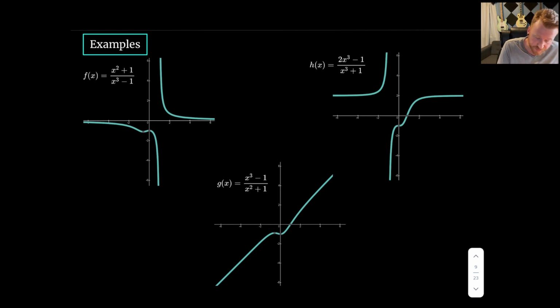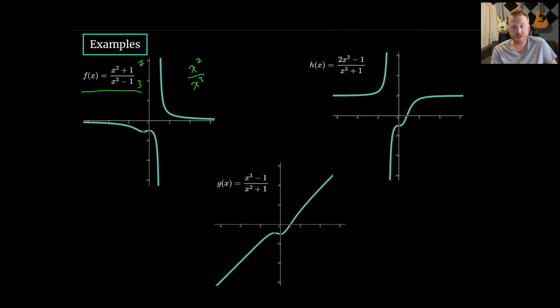So the first example here, f of x is equal to x squared plus 1 over x cubed minus 1. The degree in the numerator is 2. The degree in the denominator is 3. This is going to act very much like x squared over x cubed if we just focus on the leading terms here. And this simplifies to look like 1 over x. So I know that there is a horizontal asymptote at this line, y equals 0, and there is the picture of this graph. There are some other bumps going on in there that make it a little bit more interesting, but we know at least that's where the asymptote is.